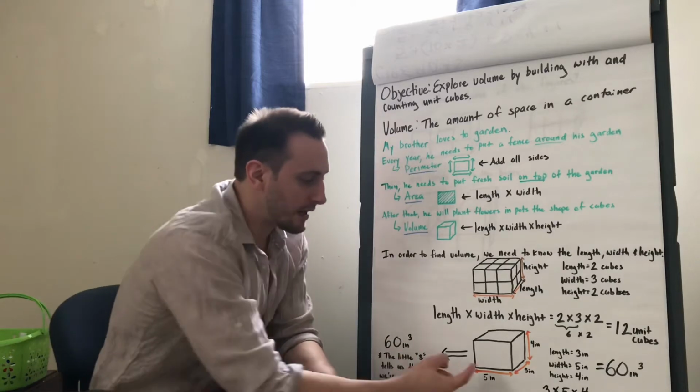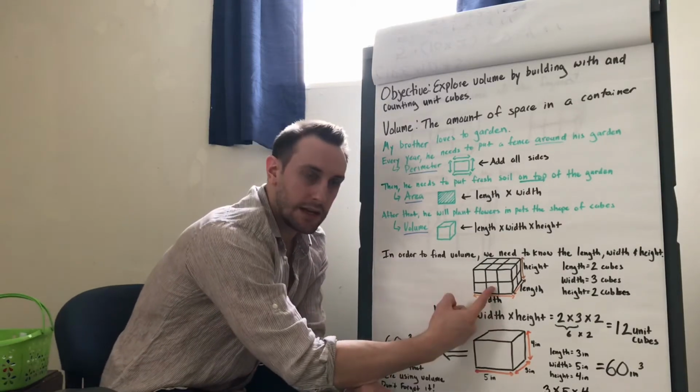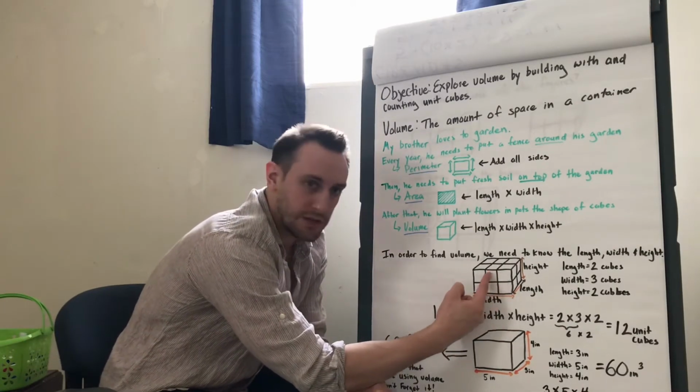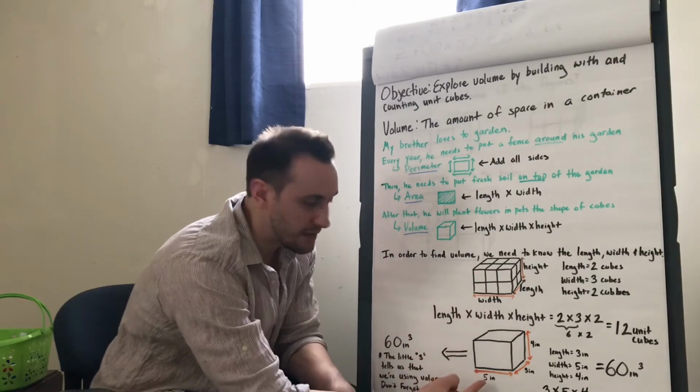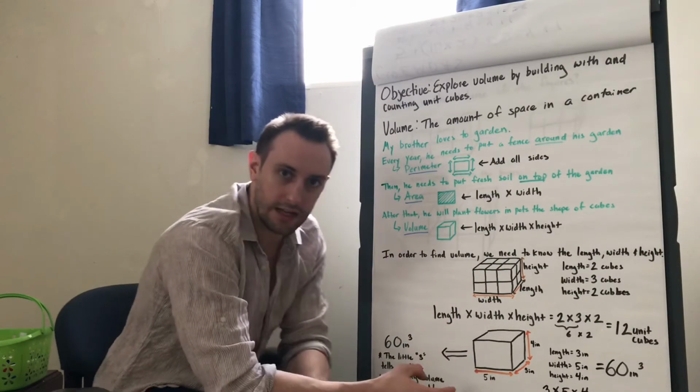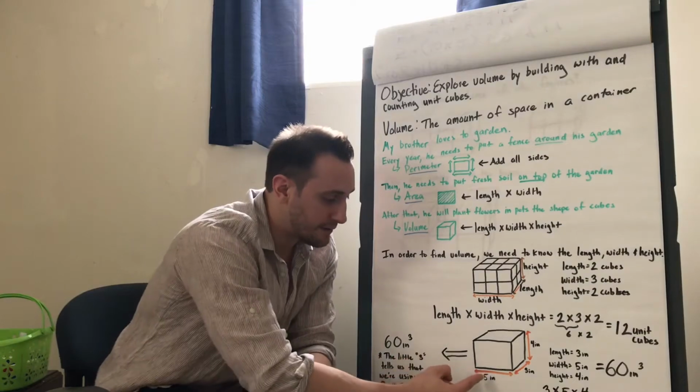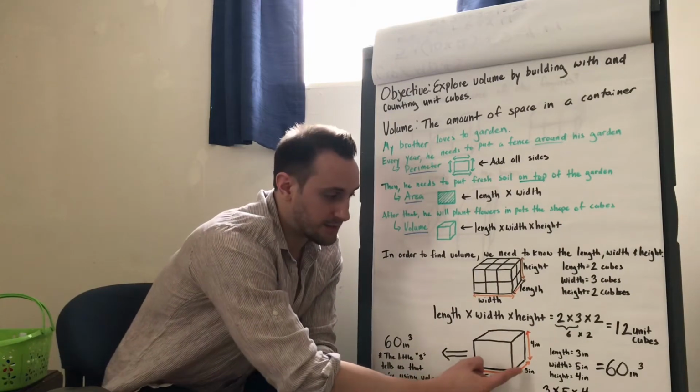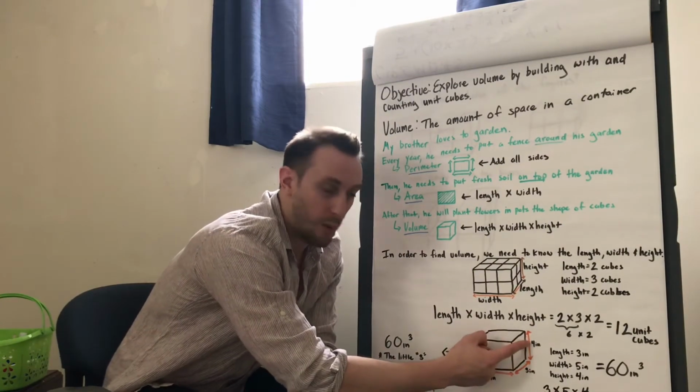So let's take a look here. Now, the difference between this one and the last one is that we don't actually have the cubes here to count. Now we are given the measurements. So let's take a look at how we do that. So we have 5 times 3 times 4.